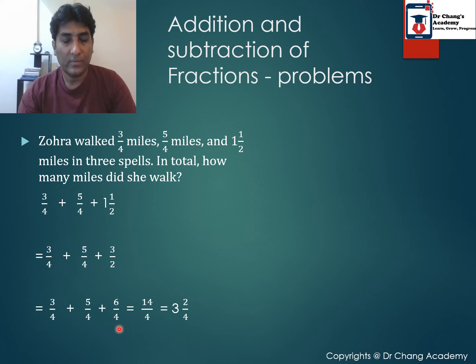So now we have 3 fractions which have the same part size of fourths. So what we do now is just add the parts. 3 plus 5 is 8. 8 plus 6 is 14. 14/4 is 3.5 miles. 2/4 is actually equal to half. So 3.5 miles, that's the distance she walked.